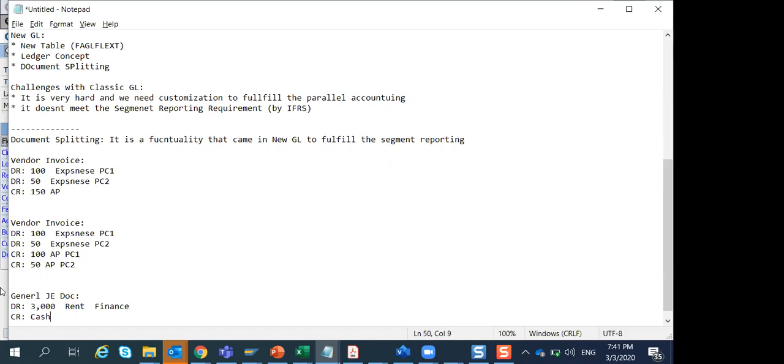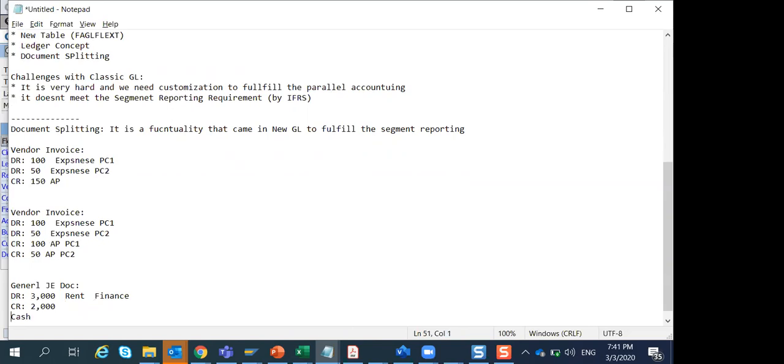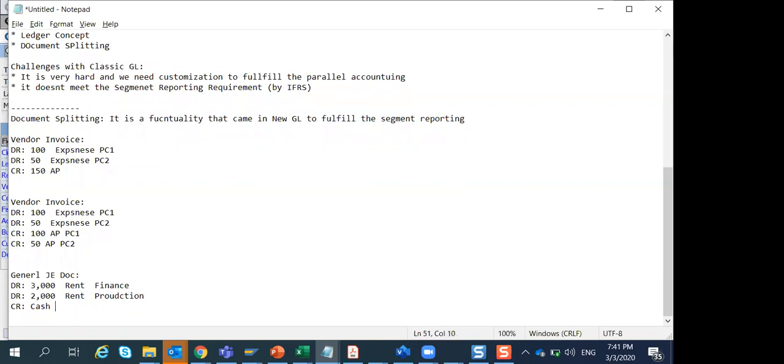And the other one here is about $2,000, another rent, but this time for the production department. We have two warehouses, and the money came out of the cash. We have $5,000. How can we split that?